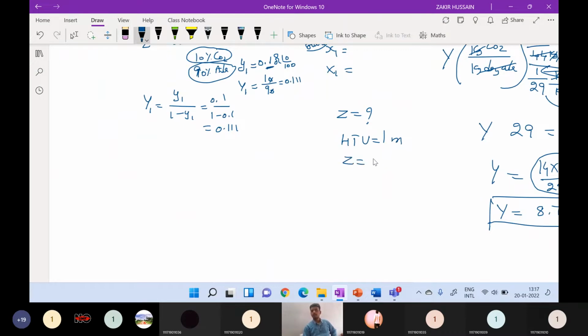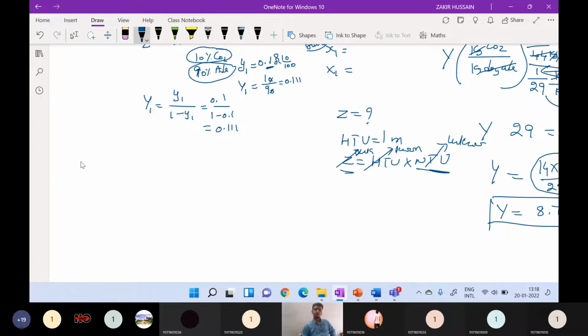So we already know Z is equal to HTU into NTU. So here this is known, this is unknown, this is unknown. So one thing is known, two variables we don't know. We have a formula for this NTU. Then easily you can find the product of this NTU and HTU, and you can find out the Z value.